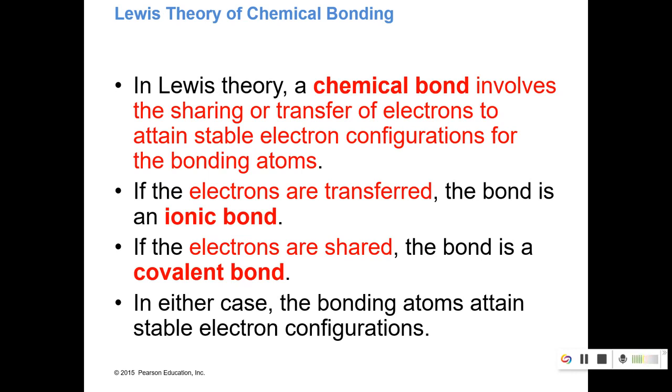That's called the octet rule. It's on the next slide. So electrons are transferred in ionic bonds, and they are shared in covalent bonds. Today we're doing ionic. Next class we're going to do covalent.